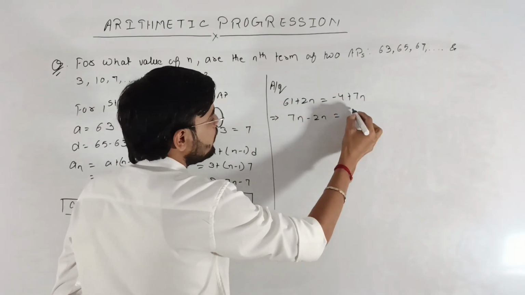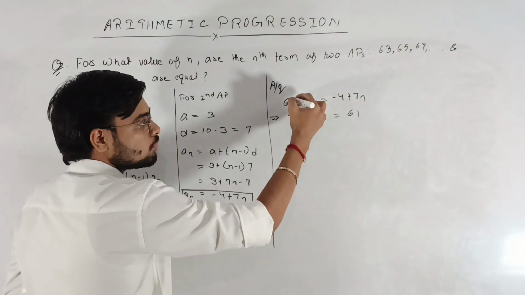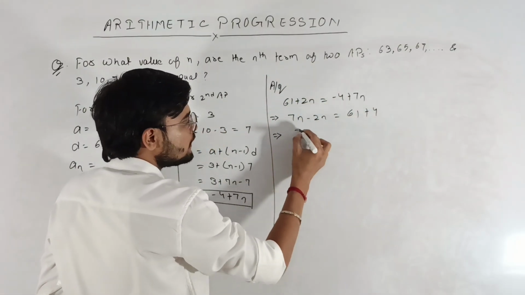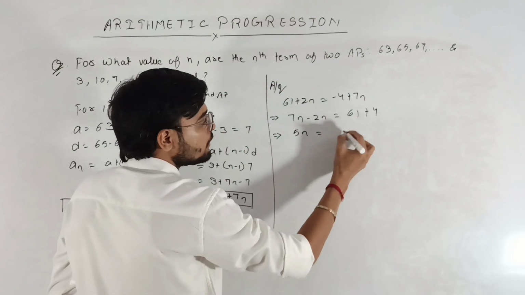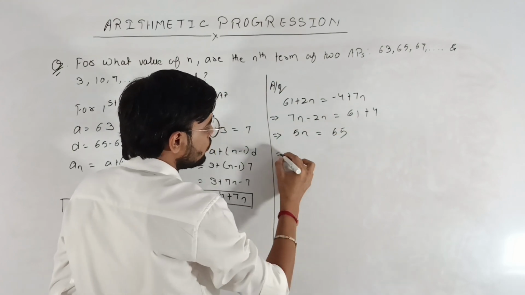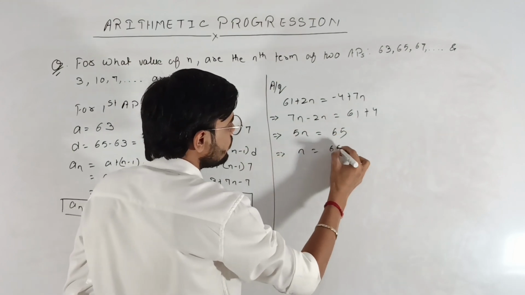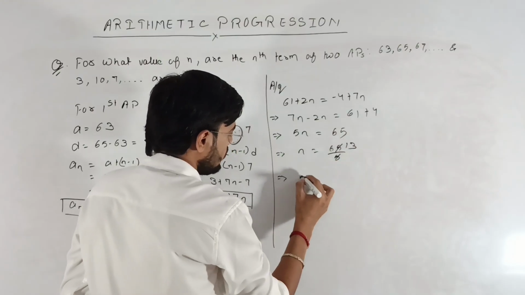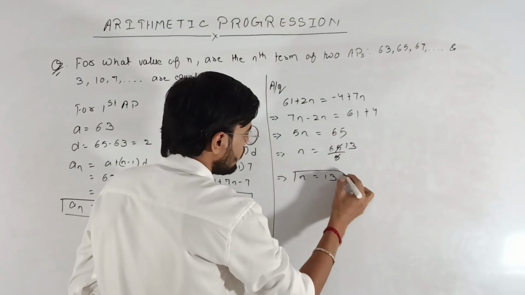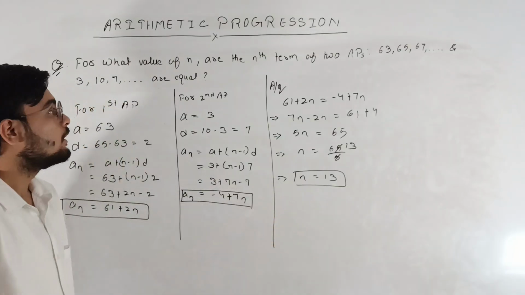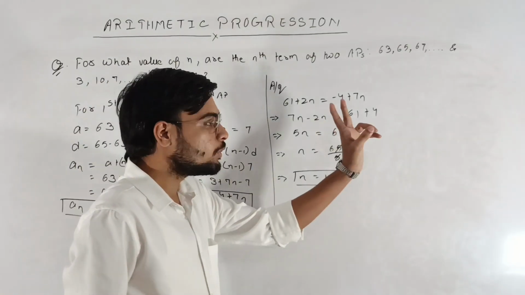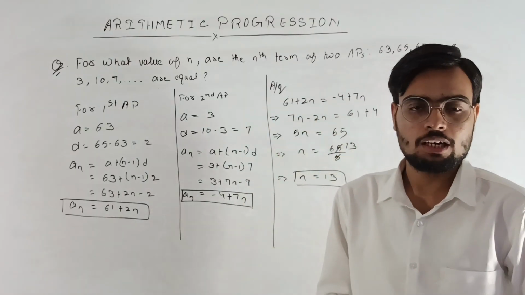Okay. Now this is 61. This minus 4 goes to this side and becomes plus 4. Now 7n minus 2n is 5n, which equals 61 plus 4, that is 65. So from here, n is 65 upon 5, which is 13. So n is 13. For the 13th term, the nth terms of these APs are equal, which means the 13th terms of these two APs are equal. Understood?